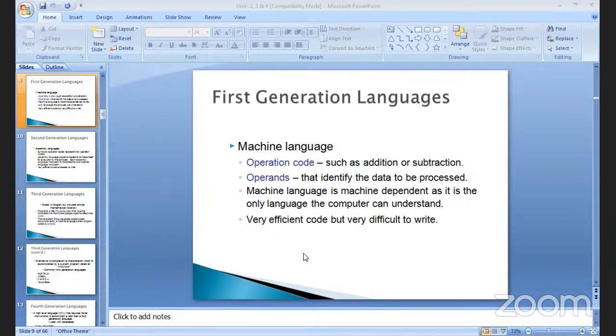How can we identify that? We can identify the data, and it should be processed. The machine language is machine dependent, and it depends on only one language. Whatever the computer is, it understands only the codes we give it, and it gives the final output to us.